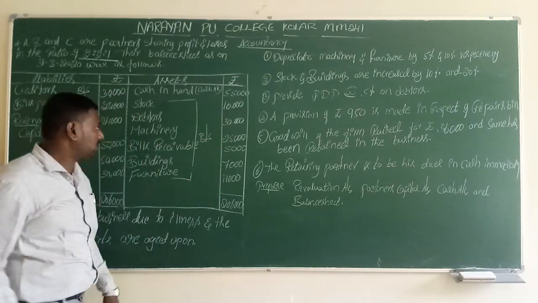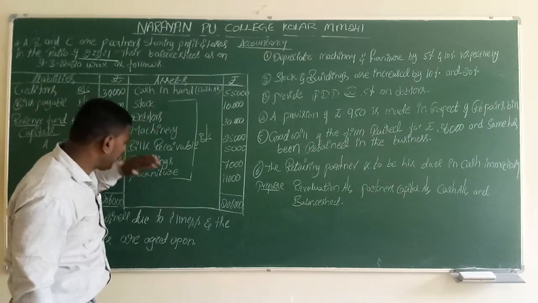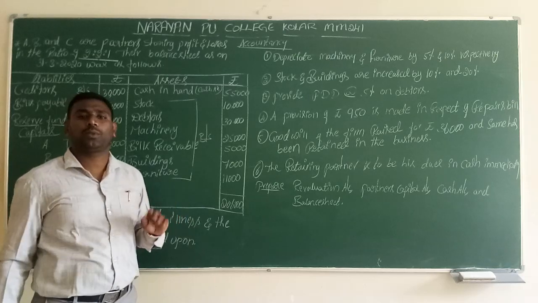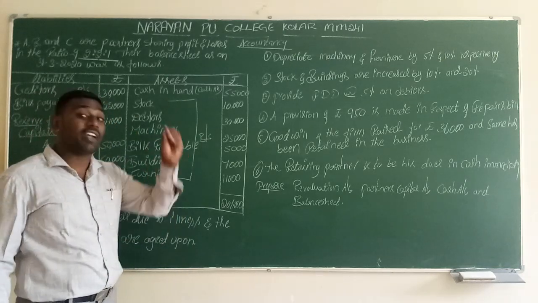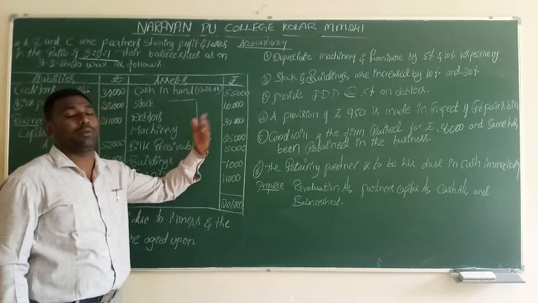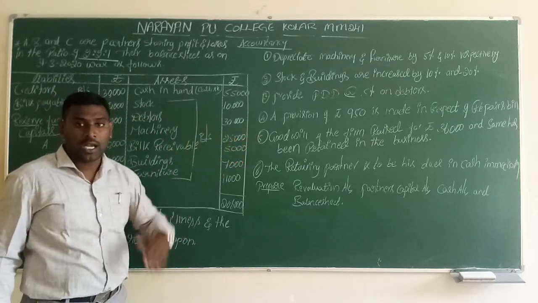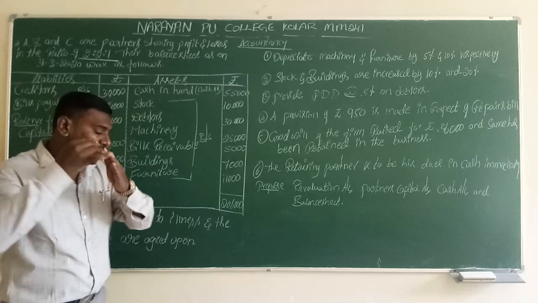So all the assets, including the current assets as well as the fixed assets, will come to the new balance sheet only. For these assets and liabilities, if any adjustment is there, that will come to the revaluation account. Let's move to the further information.